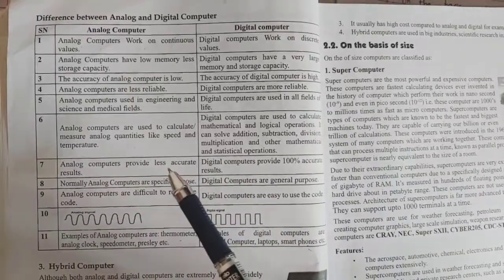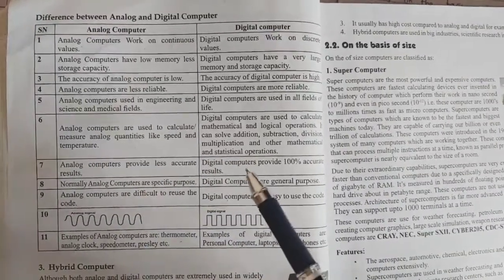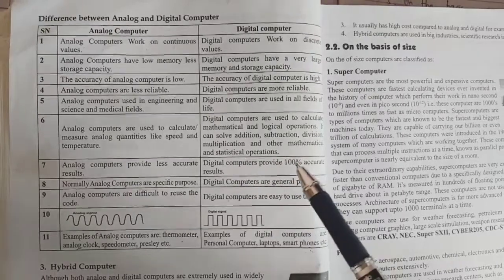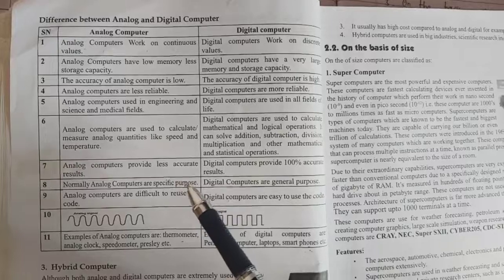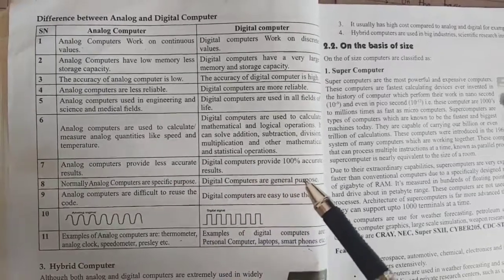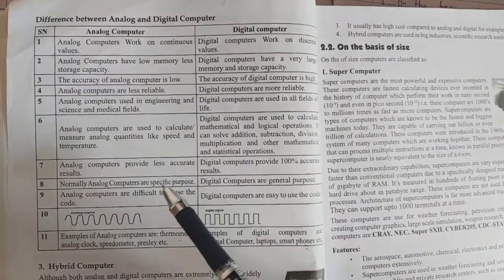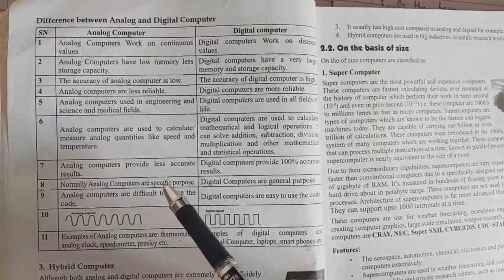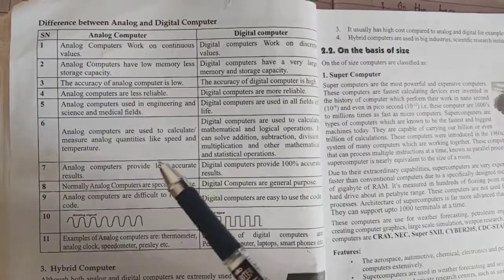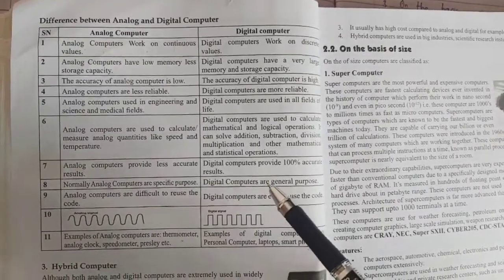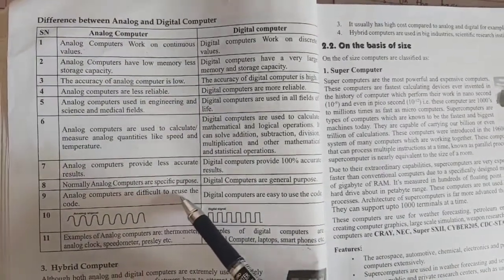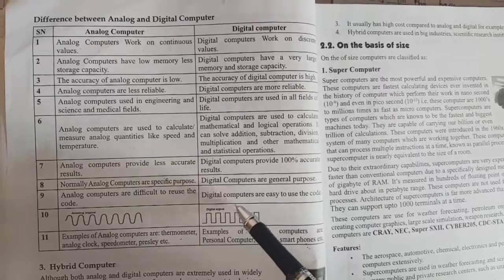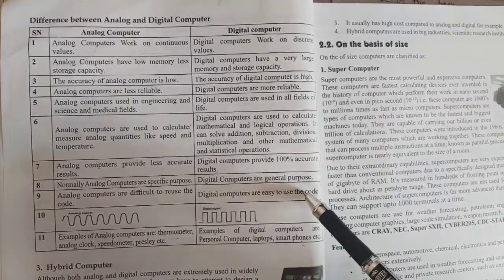Analog computers provide less accurate results. Digital computers provide 100% accurate results. Normally, analog computers are specific purpose, digital computers are general purpose. Specific purpose means used for only one type of work. Digital computers are used for various work. Analog computers make it difficult to reuse the code. Digital computers make it easy to reuse the code.